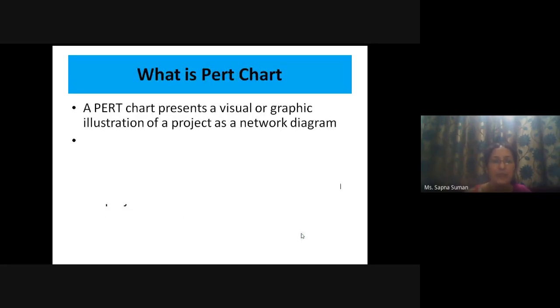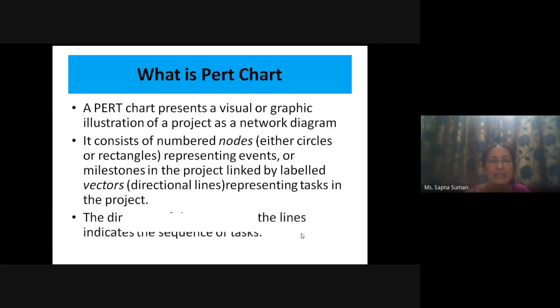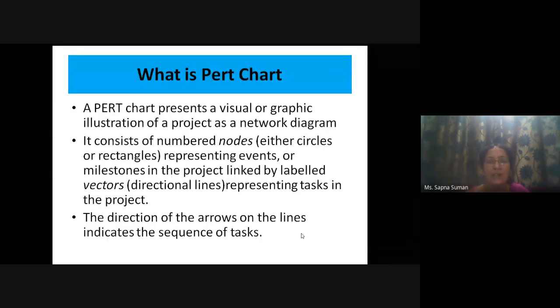And this is what the slide says: the rectangular boxes or the circles represent the events or the tasks, and they are known as nodes, and the arrow lines connecting the nodes are known as vectors. So these are the two terms.